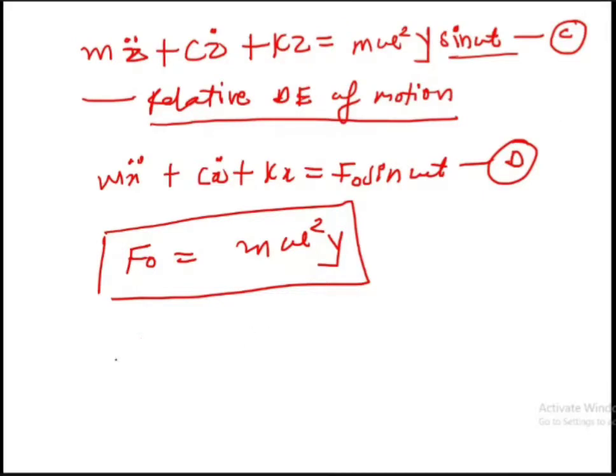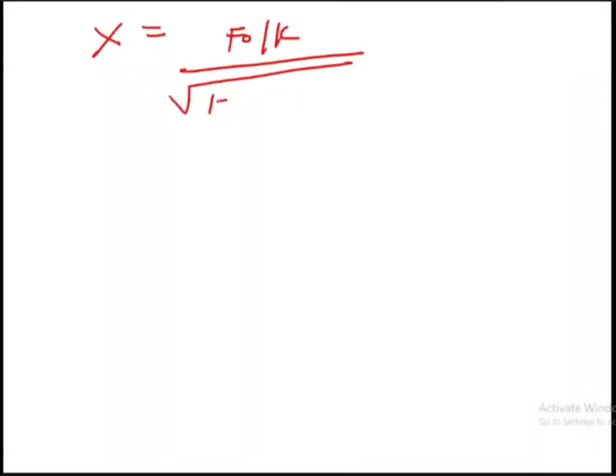So now, first of all, let us derive the equation for the x and phi for relative amplitude, that is z. Let me derive with the same process. You have to do the same process. So first, steady state amplitude x is given by what? X is given by f0 by k divided by square root of 1 minus r square bracket square plus 2 zeta r square.